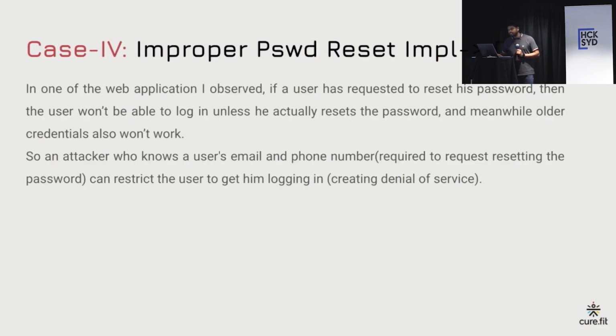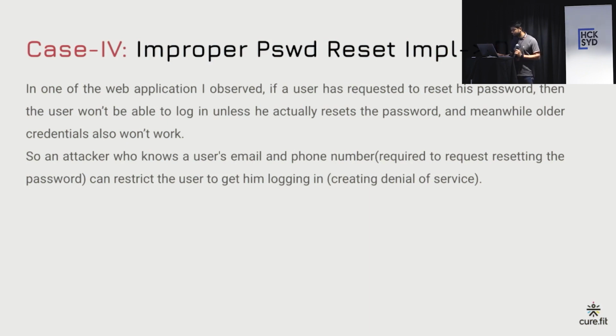Okay, so next one is improper password reset implementation. Here, with these test cases, I just want to bring attention to the fact that we should be aware of business logic flaws. This is the main thing. Actually, in this particular case, improper password reset implementation, this could have been avoided if the architecture was correct.